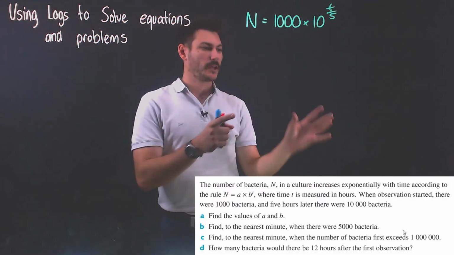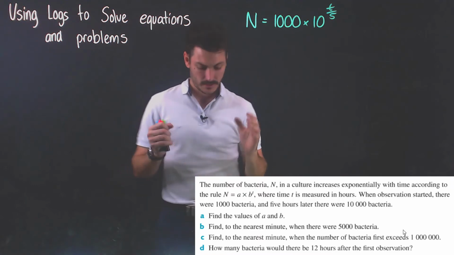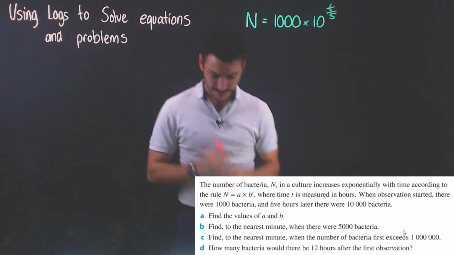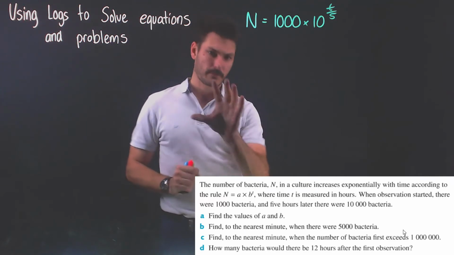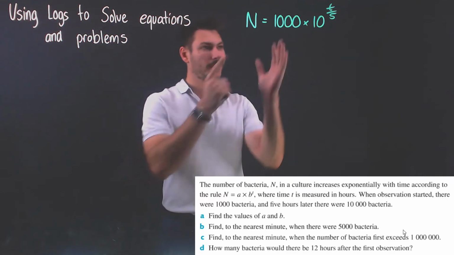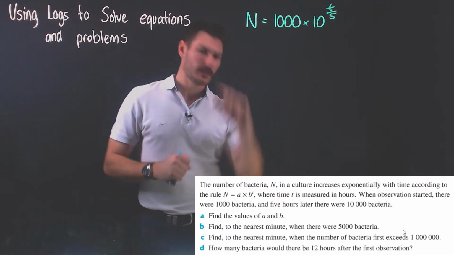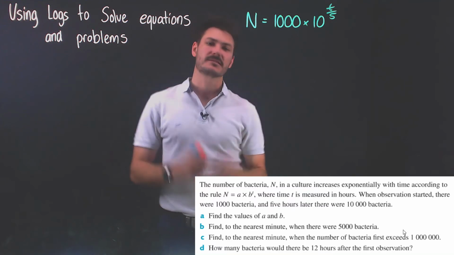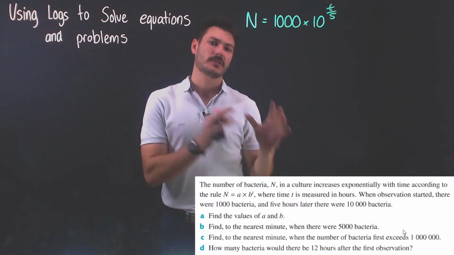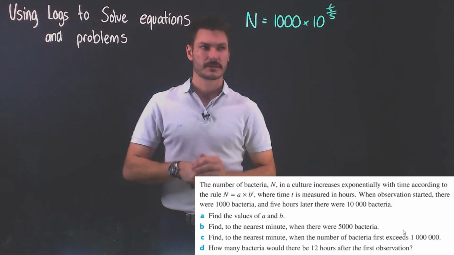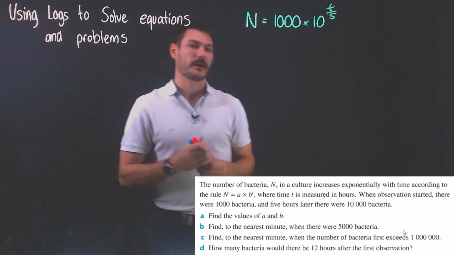Right, so we've cleared that off. We've got our expression up here now. We've solved for A and B. And now part B says, find to the nearest minute when there were 5,000 bacteria. Now before we start, let's keep in mind that T is in terms of hours. So if we get a decimal here, like a really small decimal, like 0.08 or something, that's not necessarily a bad thing because that's in terms of hours and we just need to convert it to minutes. But let's move on. So it wants when there were 5,000 bacteria.